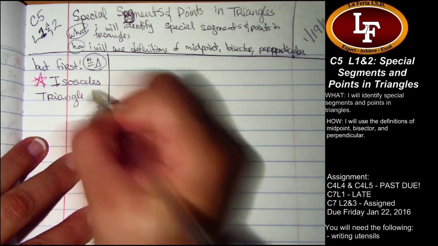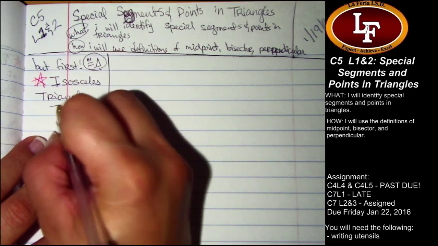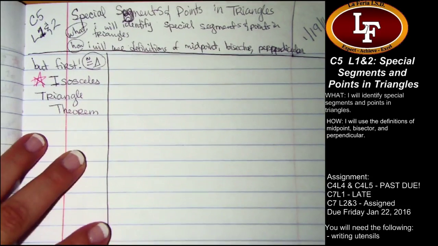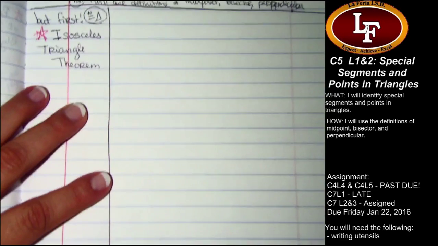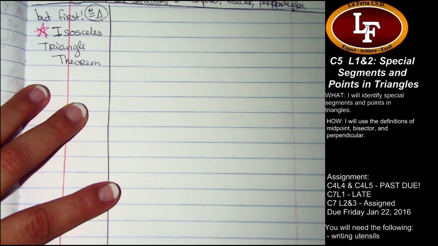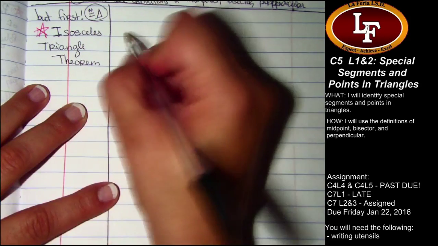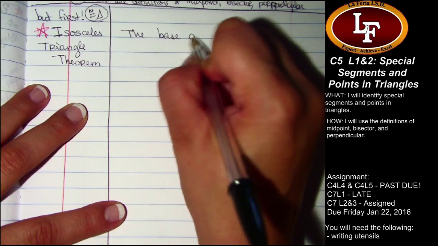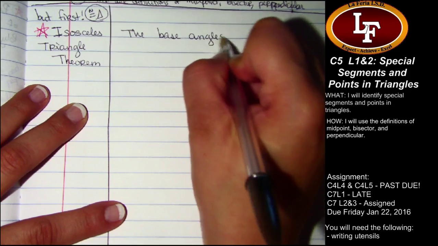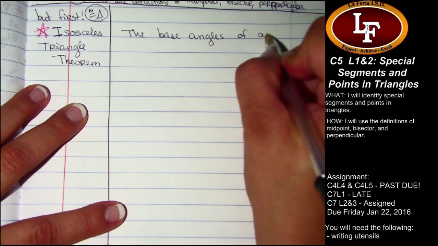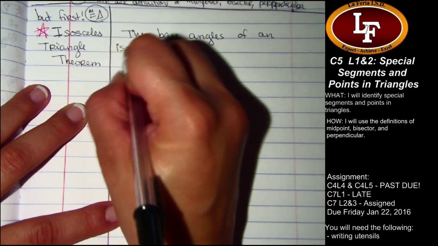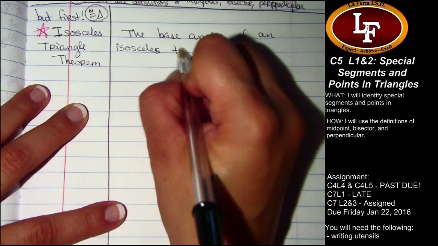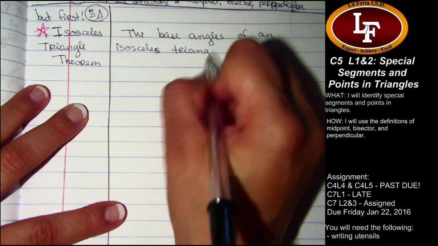Okay. This one is the isosceles triangle theorem. And the isosceles triangle theorem, that was a really bad joke. The isosceles triangle theorem says this. The base angles of an isosceles triangle are congruent.